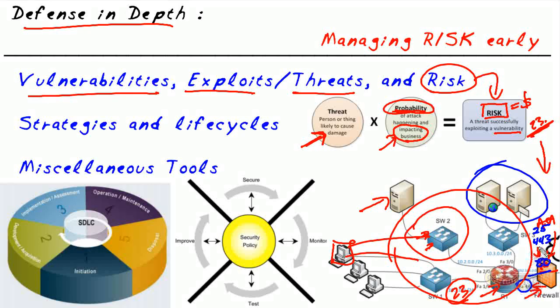We could also implement the unicast RPF check on the outside of our router. That would also do that for us. It would say 23, the route to 23 is this way, the packet's coming on the outside interface, I'm going to go ahead and drop it.